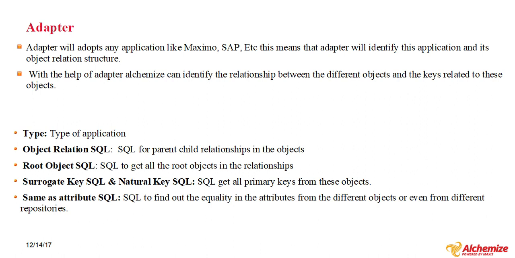After this comes the surrogate key and natural key, so the adapter can intelligently find the primary keys in the objects. Lastly will be the same as attribute. In the same as attribute, you will be able to see the equalities in the attributes, and the same attribute is used again and again in the application, which means you can also map that particular attribute.